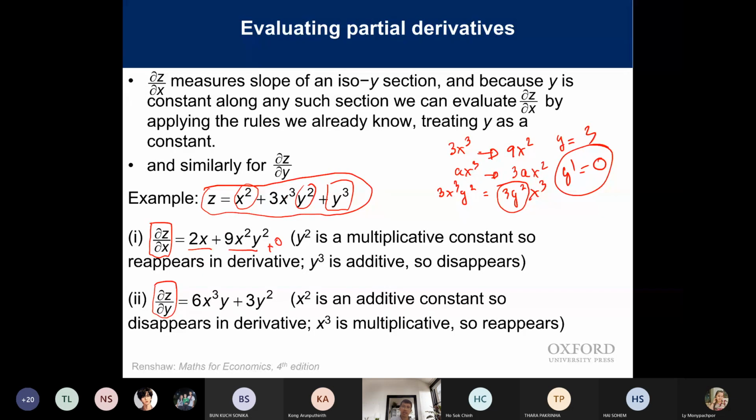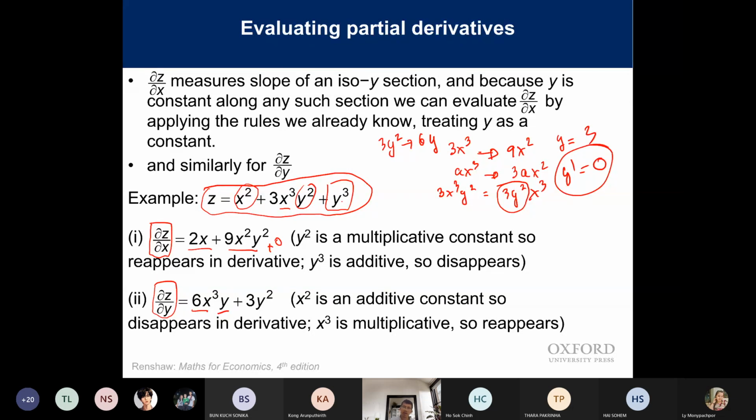And how about 3x cubed y squared? When you differentiate 3y squared with respect to y, that's going to be 6y, right? And here, x cubed is just a constant, because when you differentiate with respect to y, any variable besides y will be treated as a constant. So in this case, it's 6x cubed y. You see this? I hope you see this, right?